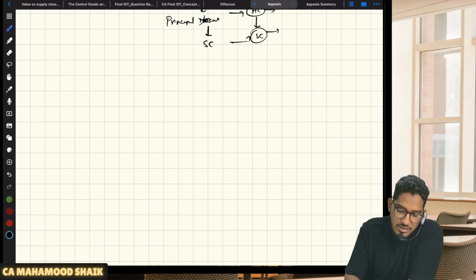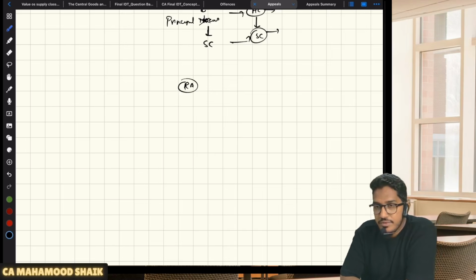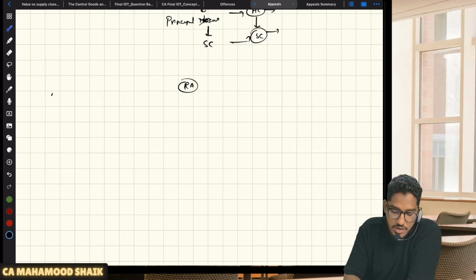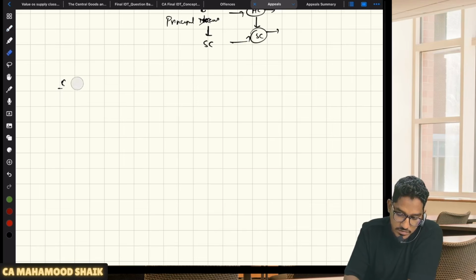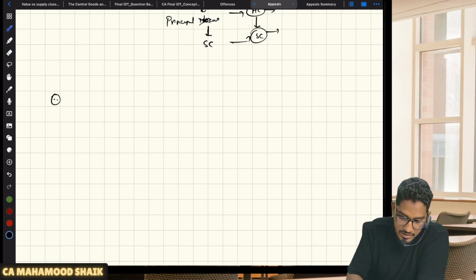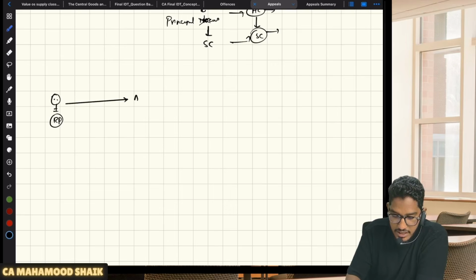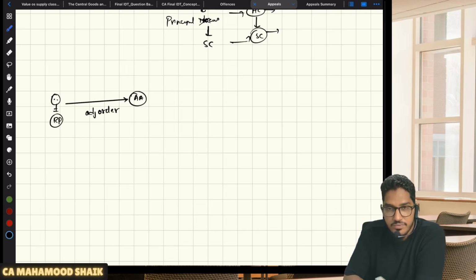So there is one thing called revisional authority. Sir, what are these revision proceedings? Let us say, for example, one adjudicating authority is there, let us say one joint commissioner. Let me give it in a proper structure. There is a registered person. Now this person has got a notice. Thereafter, some adjudicating authority has started the proceeding. He has issued the show cause notice, and finally the adjudication order is also passed.